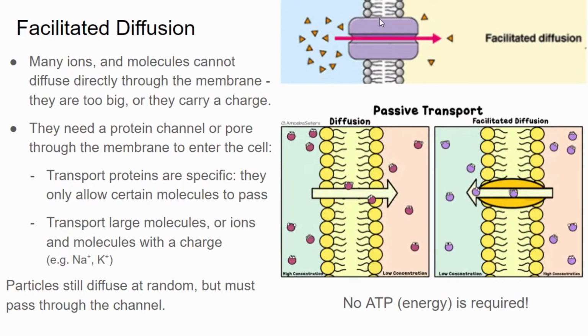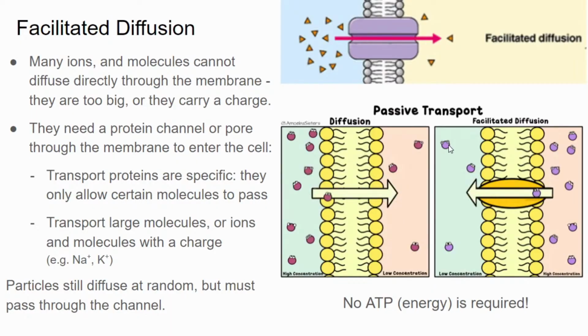So, in this little animation that I've got from the Amoeba Sisters, you can see we have our particles outside the cell. In this case, we have passive transport. They are diffusing through the cell using diffusion. And on the right-hand side, we have facilitated diffusion. Our little molecules need to pass through our protein channel to get inside the cell.